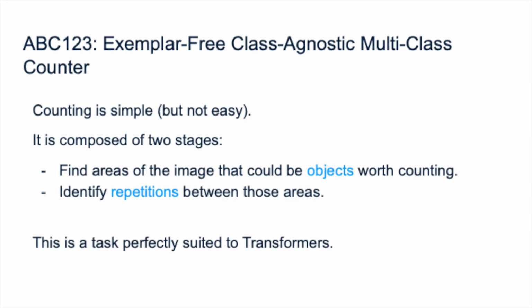Our method, ABC123, is built around the intuition that counting is a simple task. You identify what could be worth counting, and then whether repetitions occur. Transformers are perfectly suited to this task. Their use of attention is inherently finding these repetitions, and they have already been proved to achieve accurate object detection. As such, we can keep our pipeline as simple as possible.